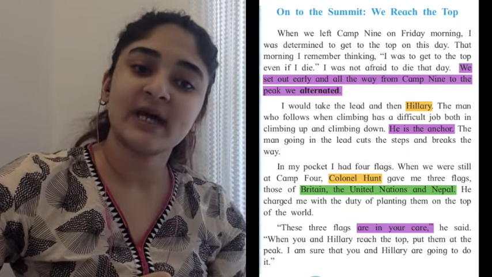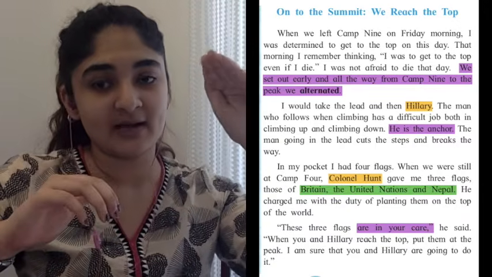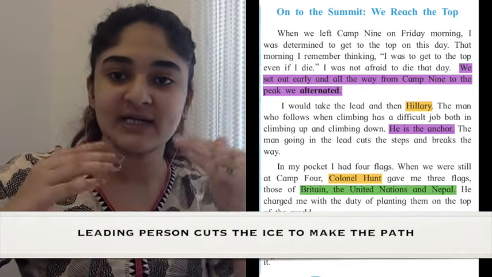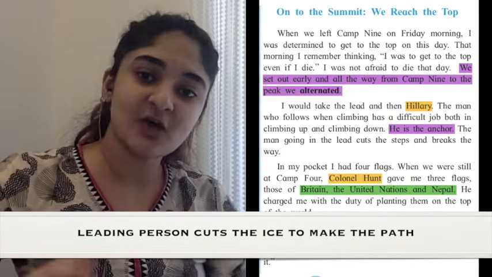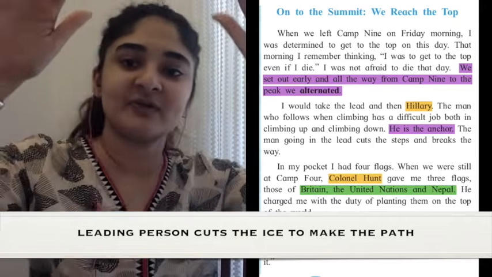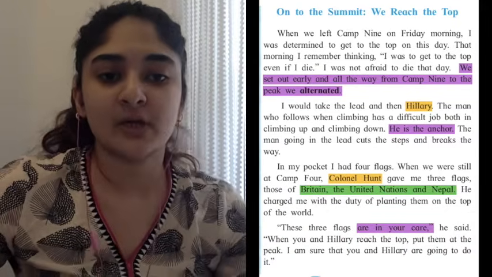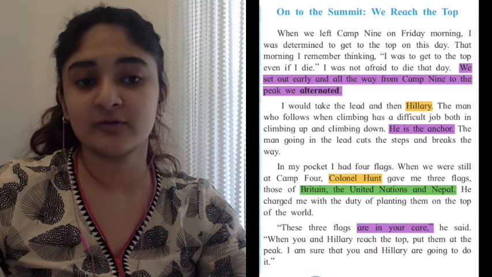इसका मतलब ये होता है कि माउंटेन आप जब क्लाइंब कर रहे होते हो तो आपको पैर रखने के लिए वहाँ पे ऐसे खड्डे बनाने होते हैं. सो द पर्सन हु इज लीडिंग इन माउंटेनियरिंग, द पर्सन हु लीड्स, वो ये खड्डे बना के ऊपर चढ़ता है और जो नीचे से आता है वो उन्हीं खड्डों पे फिर सहारा लेके चढ़ता है. Now the third paragraph talks about the flags. The author says that in his pocket he had 4 flags.